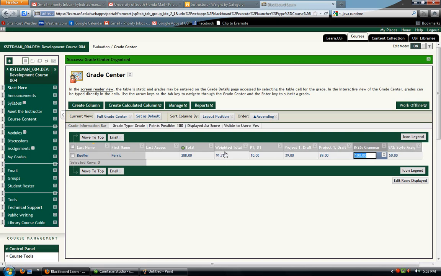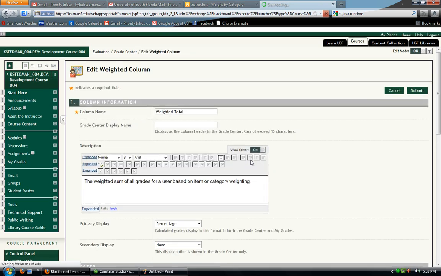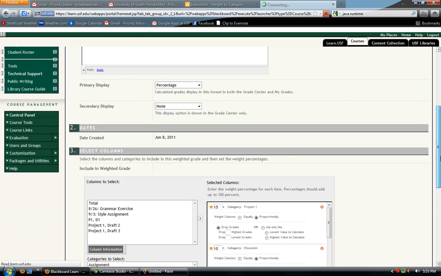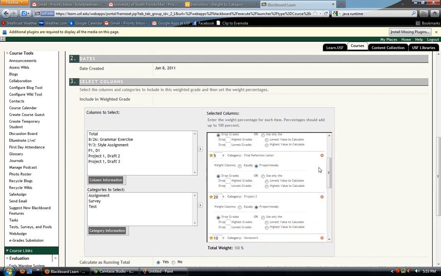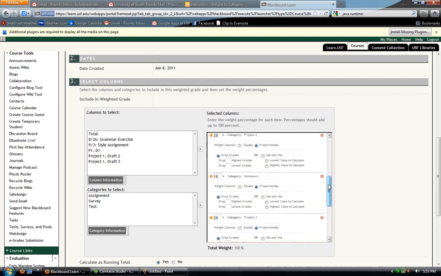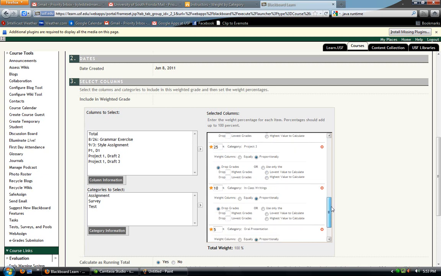has about a 92%. Now, the problem with that is that we saw in the weighted total column here that there are all kinds of other grades that need to be put in before it can actually tell you what Ferris's actual grade is. You see that we have things in the Project 1 category at 15% of the grade. We don't have anything in the discussion category yet, anything in the final reflection letter. Really, we only have two categories here. One's at 10%, one's at 15%.